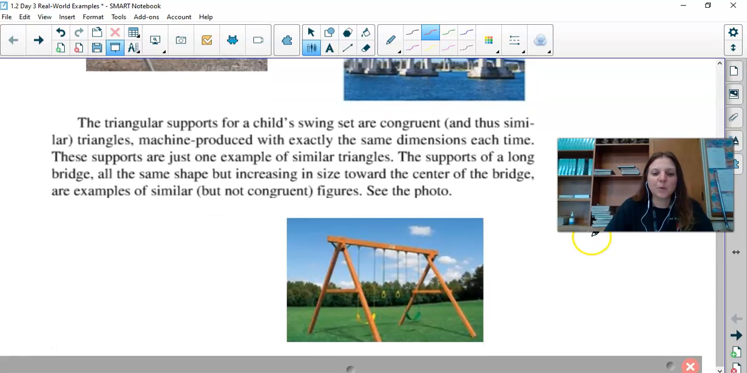Here's another example of two congruent triangles, and if you look at them, there's actually two sets. You could look at the smaller triangles here with the support, and then you've got the larger triangle, and these would be considered congruent. Same size, same shape.